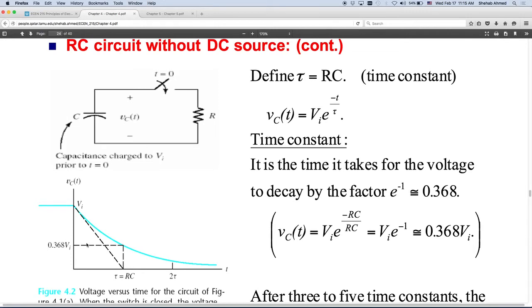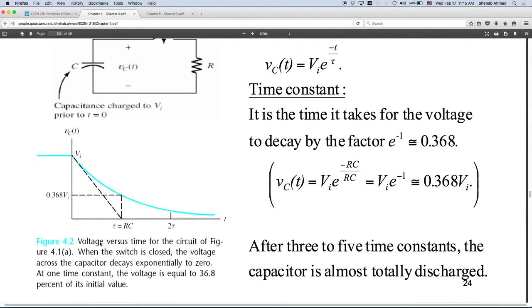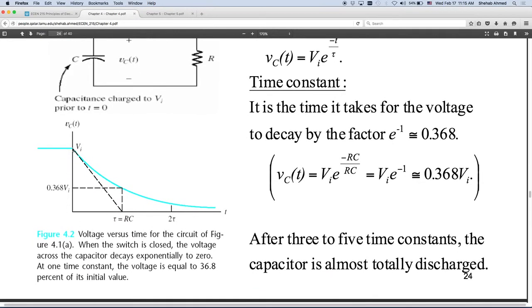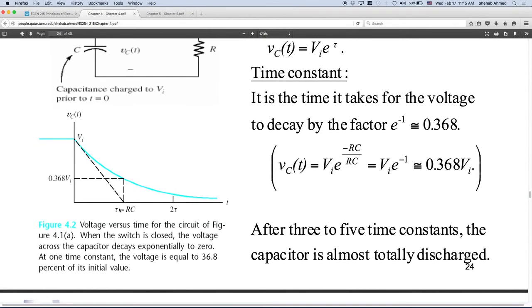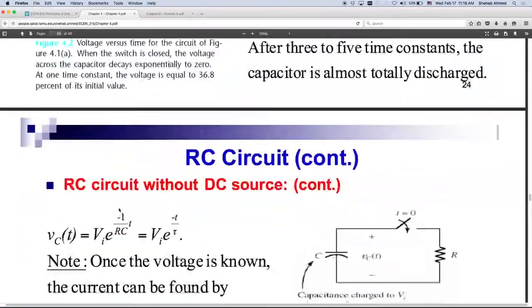And they're just telling you here that it just happens to be that the slope of this decay intersects the x-axis after one time constant. Just a graphical thing. Okay. Any questions on this? So this is the case without a DC source. The case with a DC source, exact same process, except that we will have a value for B, right?